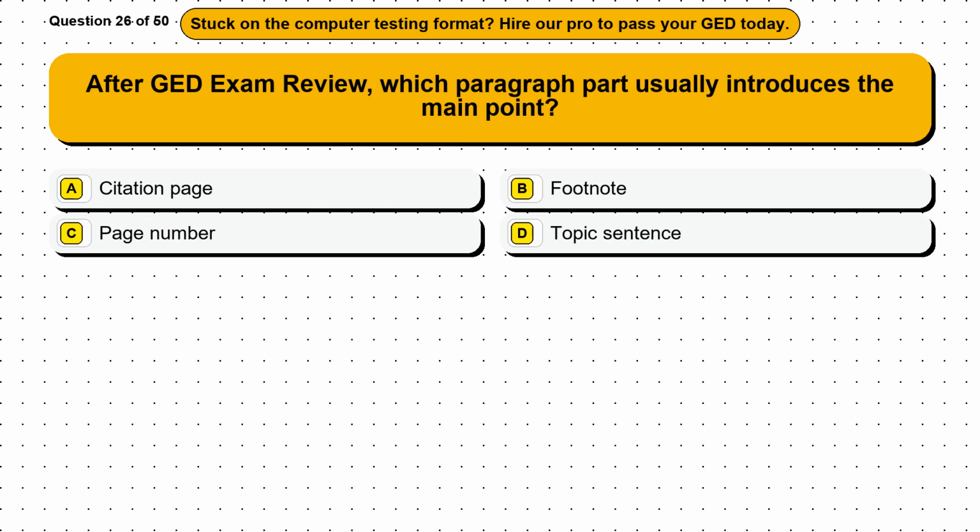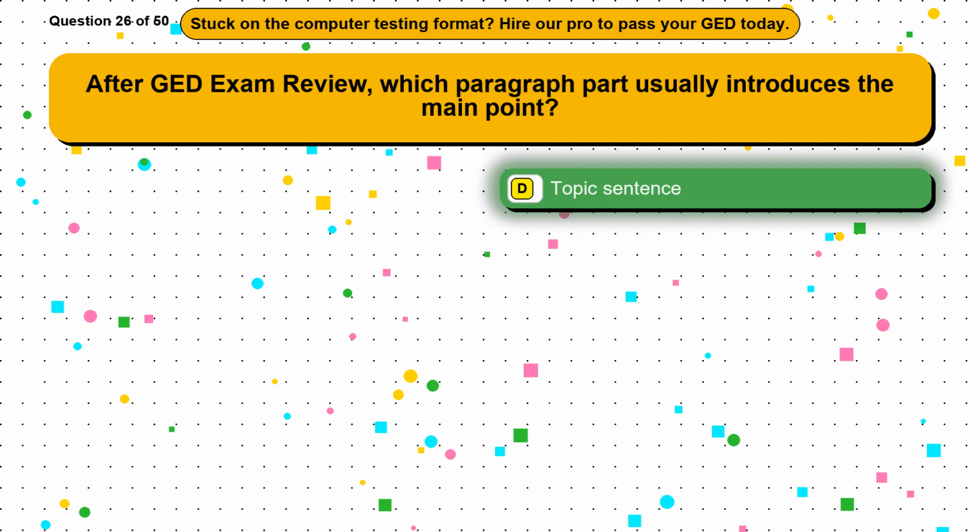Question 26. After GED exam review, which paragraph part usually introduces the main point? Option A, citation page. Option B, footnote. Option C, page number. Option D, topic sentence. The correct answer is option D.